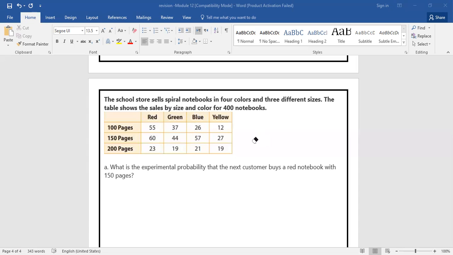So for the last question, if I want to find the probability of blue and 200 pages, which number will we catch? 21. Then we will take this number over 400, and then we can find the answer by decimal and then percent.